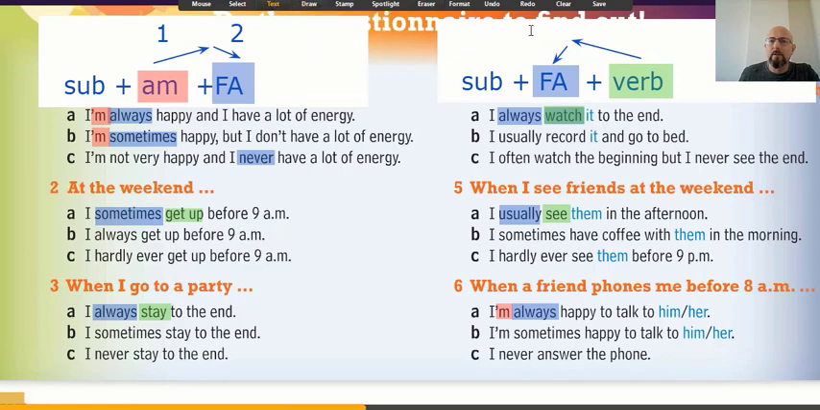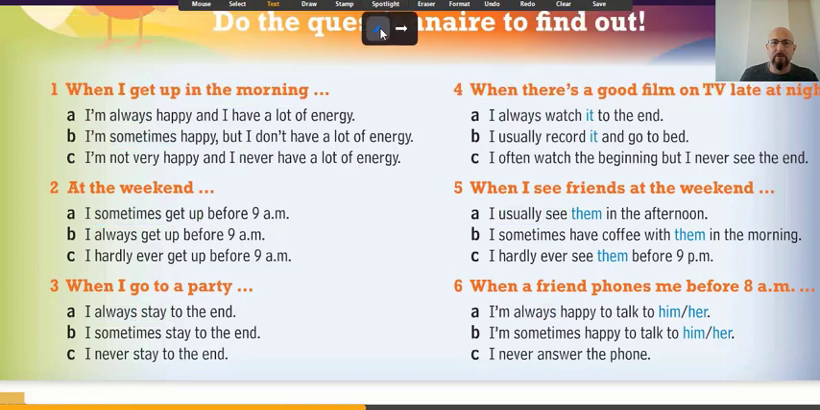Okay, so number one, frequency adverb, number two, the verb. This is how we write it. Again, guys, here: subject, verb to be, frequency adverb. Here: subject, frequency adverb, other verbs like watch, see, get up. I am always, I am sometimes. This is the grammar.